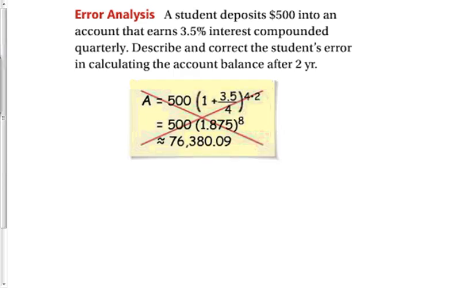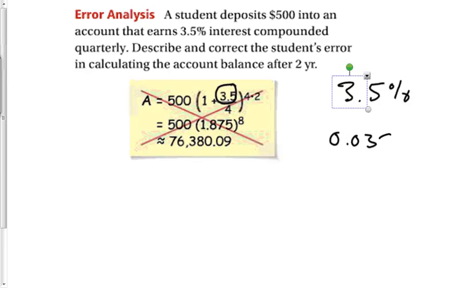And by the way, the error for this last one was right here. They didn't change it to a decimal. 3.5% is actually 0.035. So that's what should be in there. All right? And that would totally change the answer.